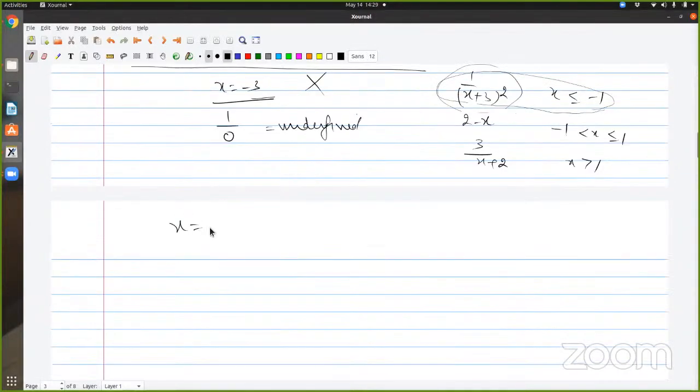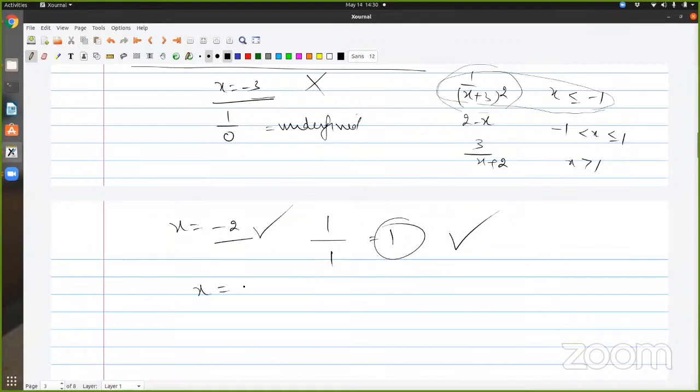Next point to check is x is equal to -2. For that, again, the same equation will hold. All three values will come out of this equation. So when you put x is equal to -2, you get 1, right? And you get 1 for all three values. So the function is continuous at x is equal to -2.